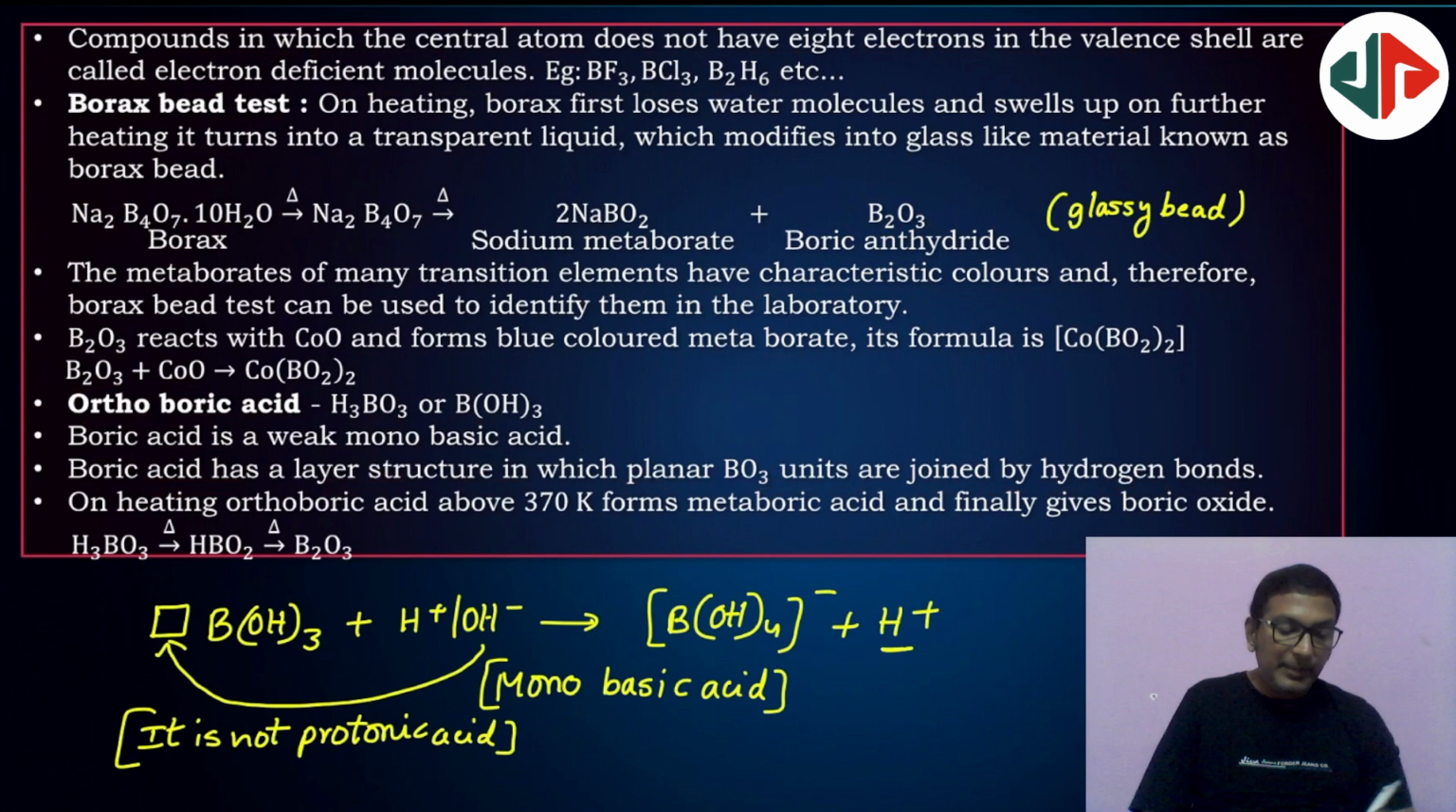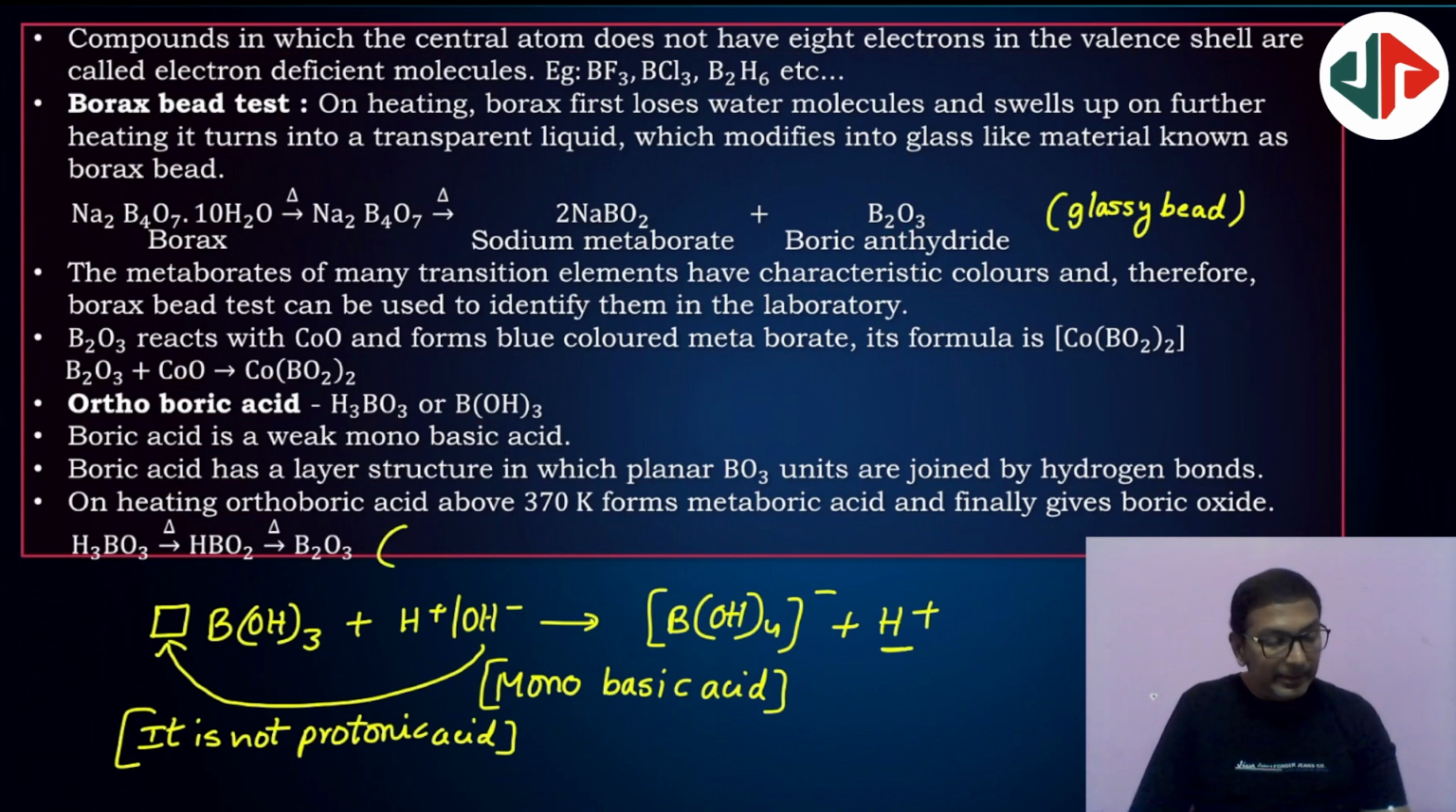in which BO3 3- units are joined by hydrogen bonds. So simply remember, the structure of boric acid is polymeric due to hydrogen bonds. Next, boric acid on heating forms first metaboric acid HBO2, which on strong heating gives boric anhydride or boric oxide.